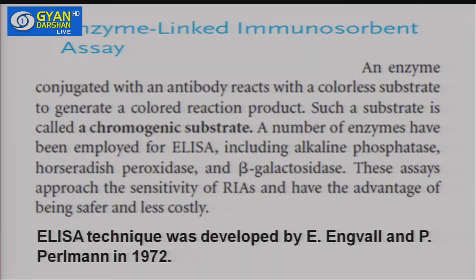Lastly, we come to the technique called ELISA, or the enzyme-linked immunosorbent assay. Now this technique is very commonly used in medical science, because this is actually an immunological technique, but in plant science also we use ELISA. An enzyme conjugated with an antibody reacts with a colorless substrate to generate a colored reaction product. Such a substrate is called a chromogenic substrate. A number of enzymes have been employed for ELISA, including alkaline phosphatase, horseradish peroxidase, and beta-galactosidase. This technique was developed by E. Engvall and P. Perlmann in 1972.